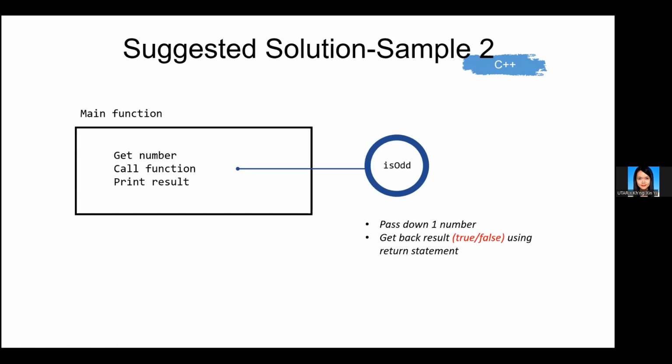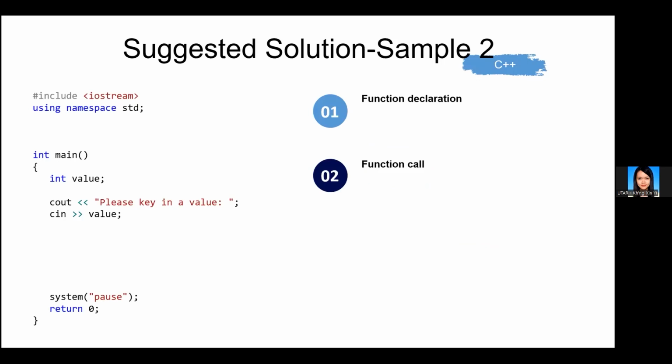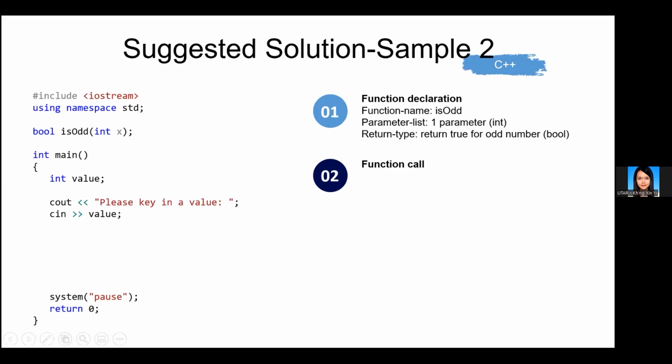Okay. Then we proceed to discuss the three parts again. How can we declare the function? What is the return type? We are going to receive back the answer either true or false, right? So the return type is bool, okay? Because if the function only returns the answer of true or false to us, this is Boolean type. So you have to make sure that you use bool as the return type.